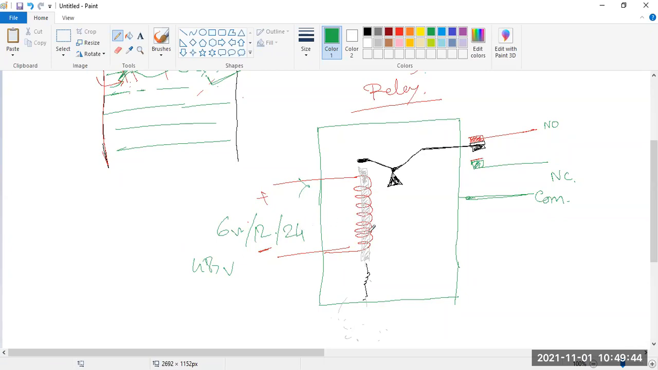If this plunger and spring constant are very high, then we need a much higher voltage. If the spring constant is very low, meaning a small spring is there, then we apply a small range voltage. Whenever current flows through this coil, it will create some flux.